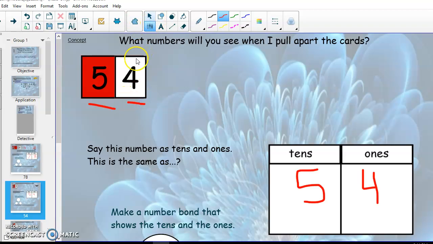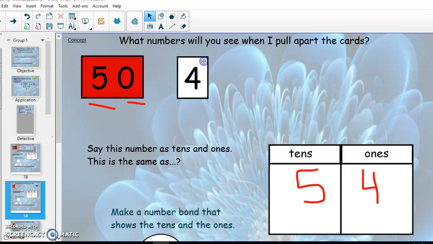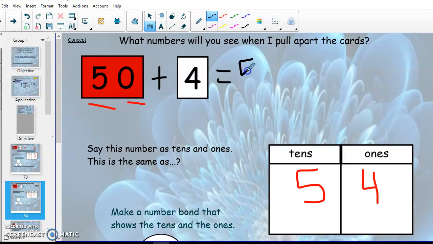So let's pull these back apart and write an addition sentence. 50 plus 4 equals what number? 54. So we know that the 5 here represents 50 because it represents 5 10 sticks. And if we count by 10s on those 10 sticks, 10, 20, 30, 40, 50. And we know that the 4 represents 4 1s.